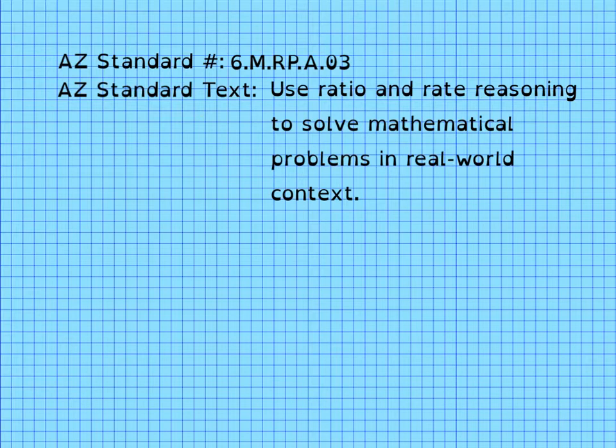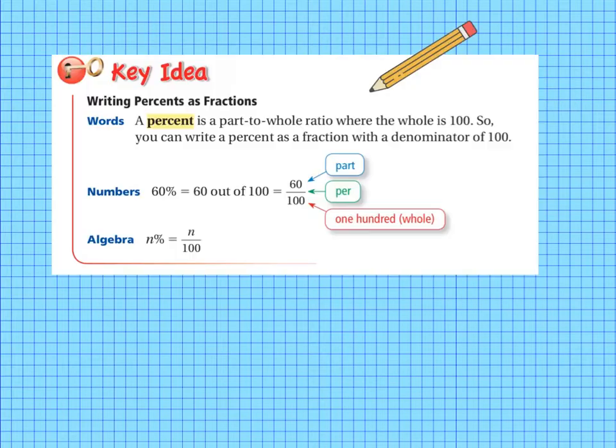The Arizona standard we'll be working on today is use ratio and rate reasoning to solve mathematical problems in real-world context. Notice the pencil icon at the top of this page, meaning you need to copy this key idea into your math notebook. Writing percents as fractions. A percent is a part-to-whole ratio where the whole is 100, so you can write a percent as a fraction with a denominator of 100. So 60% equals 60 out of 100, which equals 60 over 100.